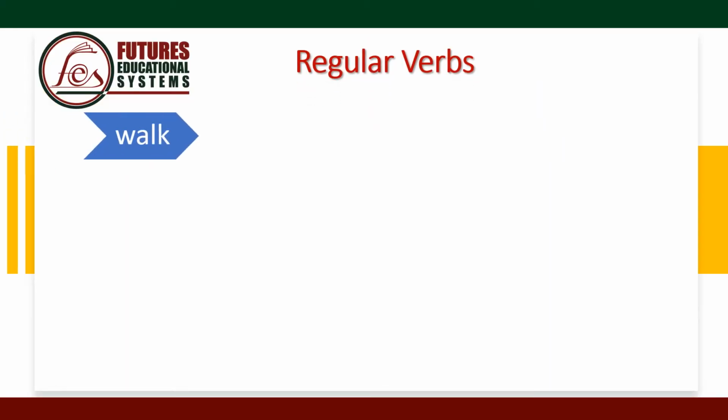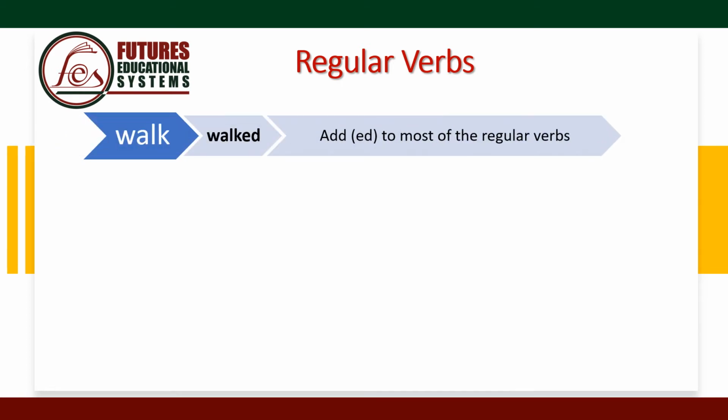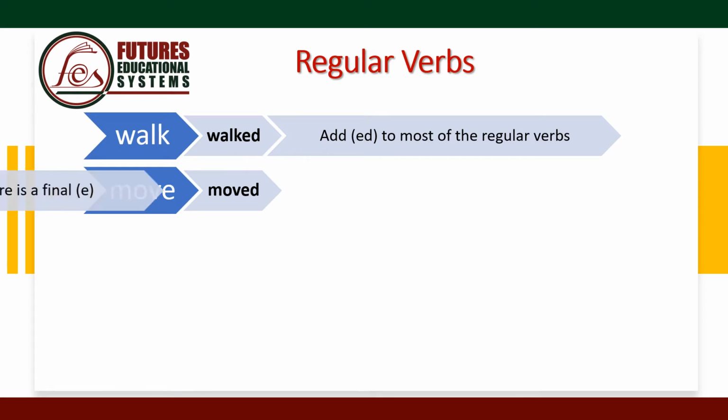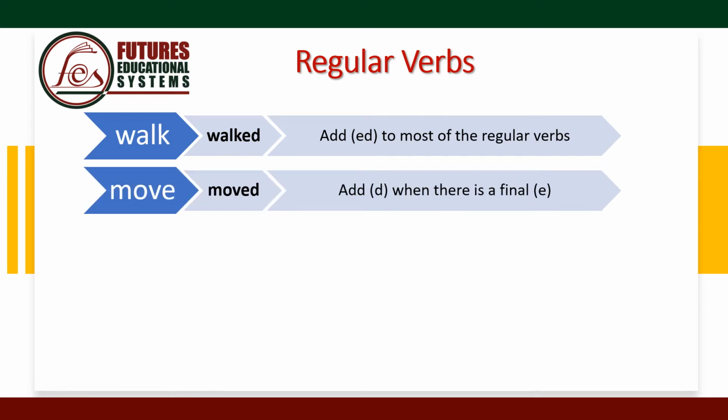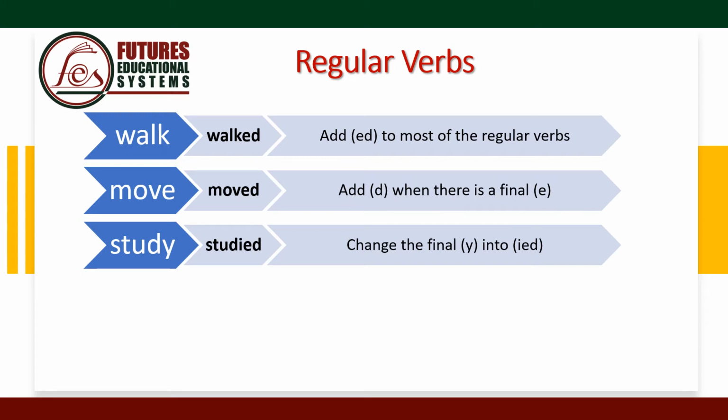Here are some examples. Walk, walked. We add ed to most of the regular verbs. Move, this verb ends with an E, so it becomes moved, and that means that we added only a D because there is a final E at the end of the verb. Study, this verb is a regular verb, but it ends with a Y. So what do we do? We change the Y into IED and it becomes studied. Change the final Y into IED.